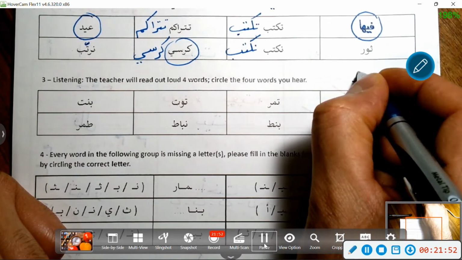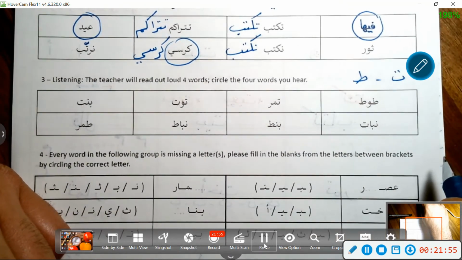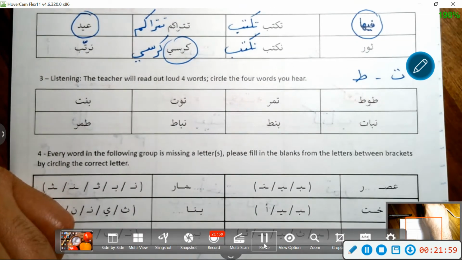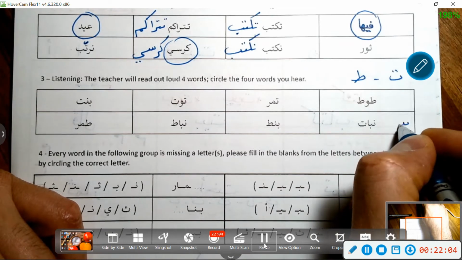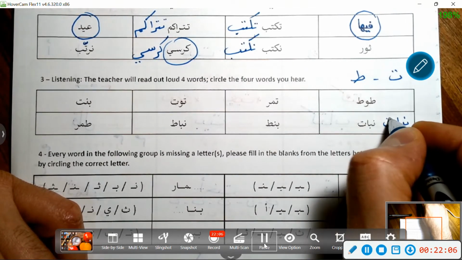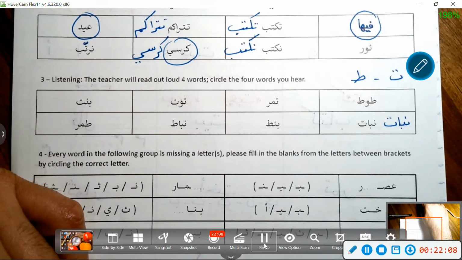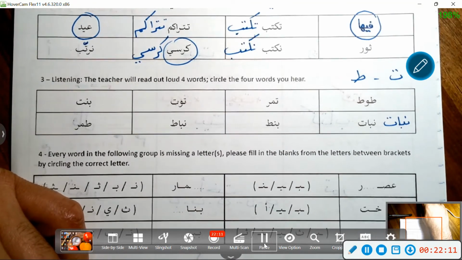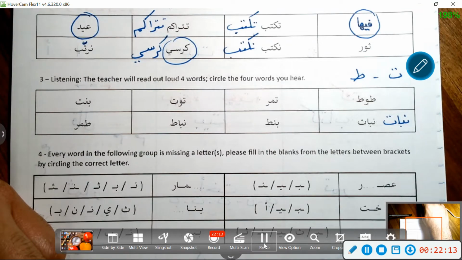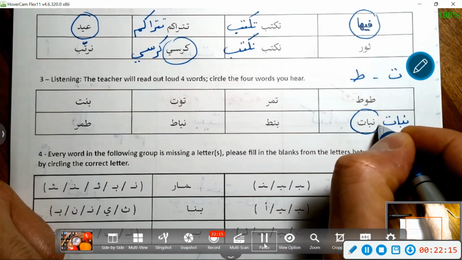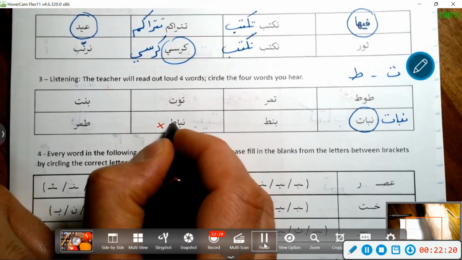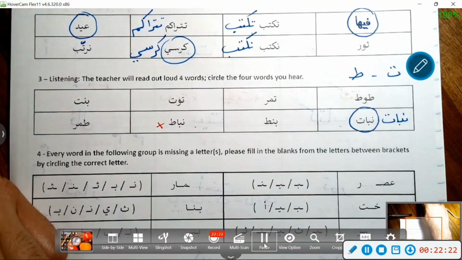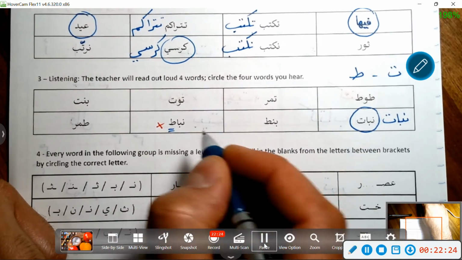So the first word I read was nabat. Noon, ba, alif, ta. Nabat, it means plants. So we should circle this. We should not circle the other nabat, because this is the other ta. And when I read it, I said it the first way, I didn't say the other. So this word is wrong.